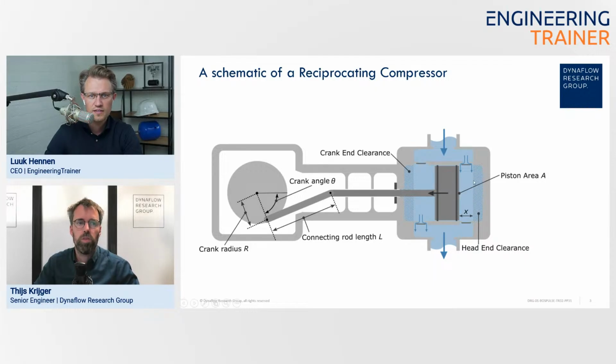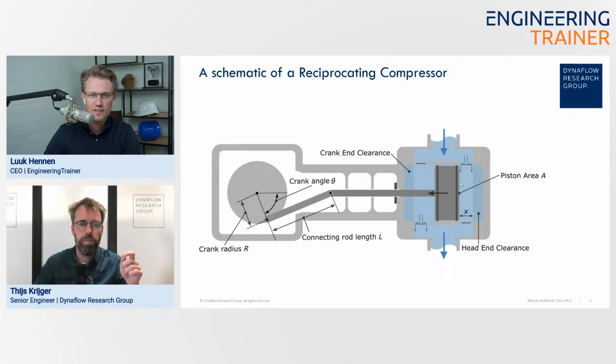But in general, those produce lower variations and at a higher frequency. For example, there's also screw compressors.